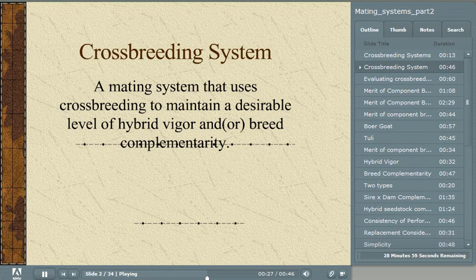Now there are a whole host of different types of crossbreeding systems, and we're going to go through the methodology we use to evaluate different approaches to crossbreeding, and then provide you with some resources to look at a variety of different systems and then illustrate one of the systems during the course of this lecture.